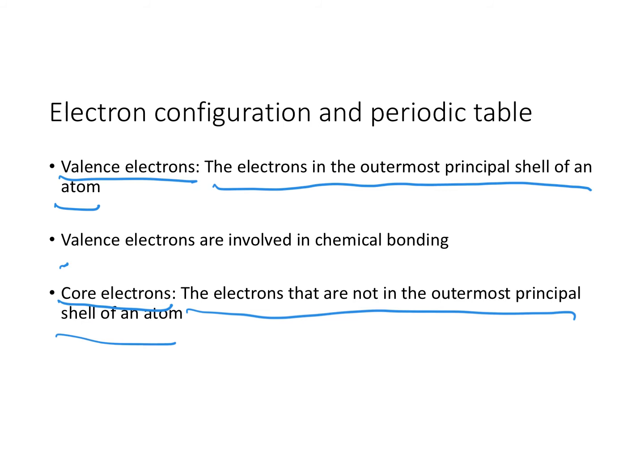And this is important to know: valence electrons are involved in chemical bonding. I give you this as true or false. Is the following statement true or false? Core electrons are involved in chemical bonding. True or false? False, right? That is valence electrons. Are we good with this? Questions?